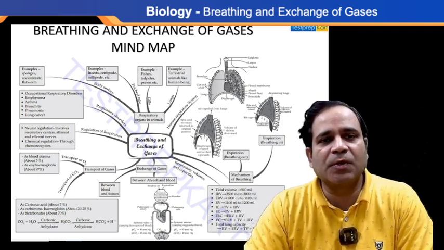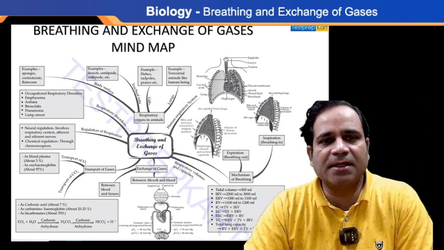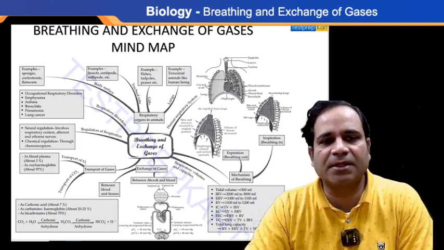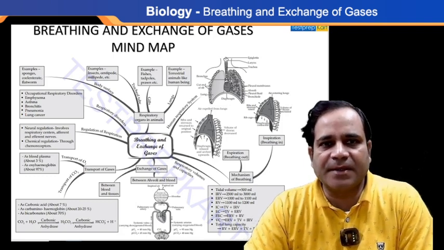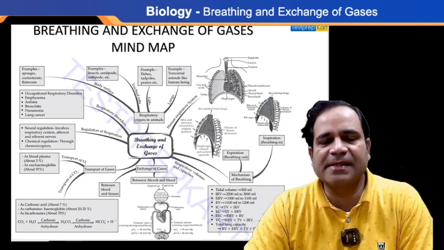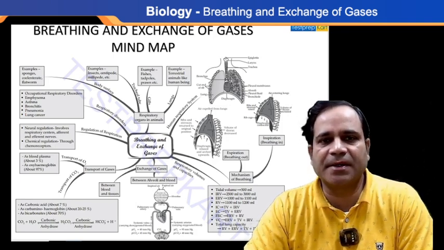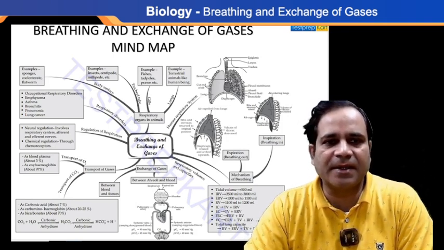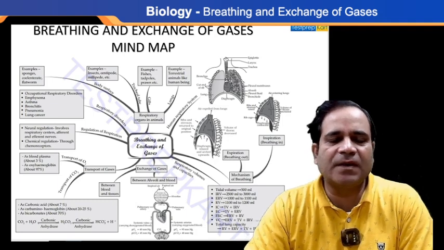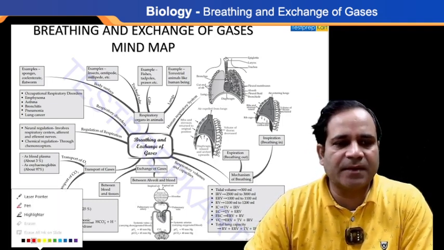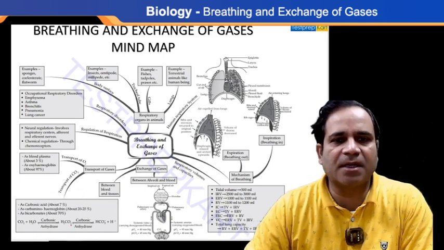Okay, so let's see what we study in this mind map. In this mind map, my dear, we study the different ways of respiration in living organisms, basically in humans, and what the respiratory system is. So let's start here. First, let's see which thing we have to start with right now.